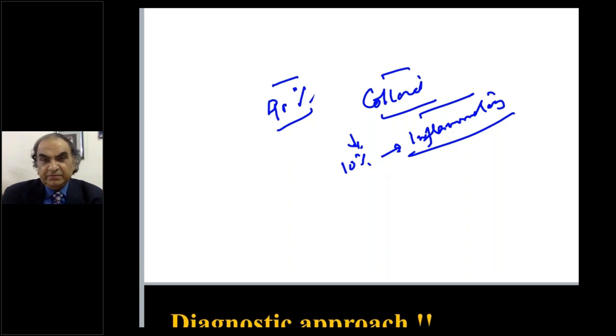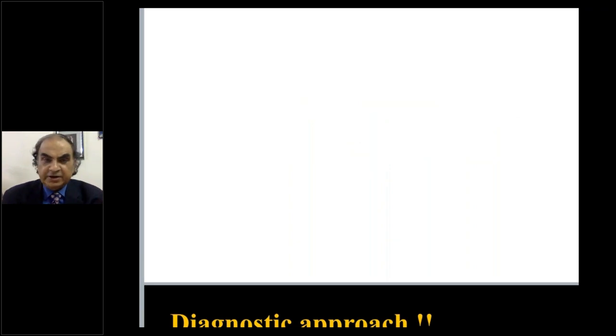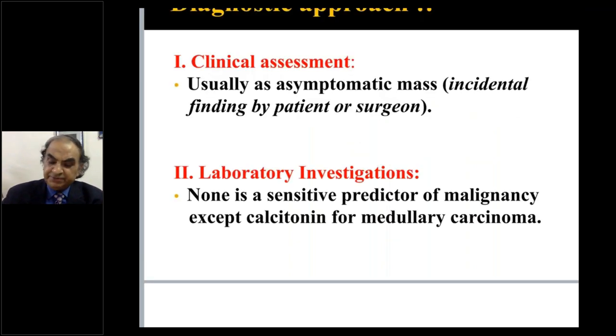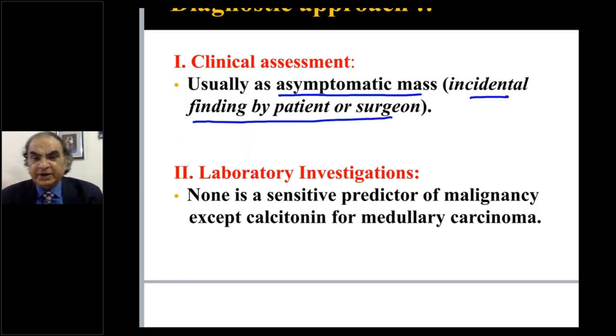So we'll have the majority of them assessed based on our triple test, and scan is not a part of that test, so it's easy. How do you approach it? Diagnostic approach to the solitary thyroid nodule would be, usually, clinical assessment. Most of us are familiar with that. It's an asymptomatic mass usually. It's an incidental finding by patient or surgeon. It's not always that the patient can give you a very clear-cut history, but you would generally be observing it yourself or the patient's relatives.